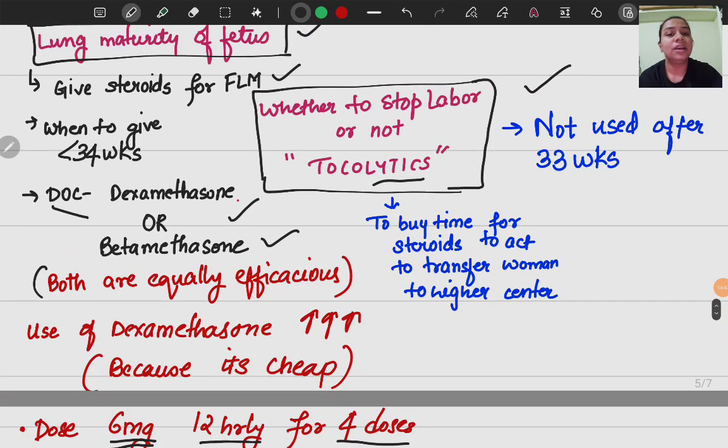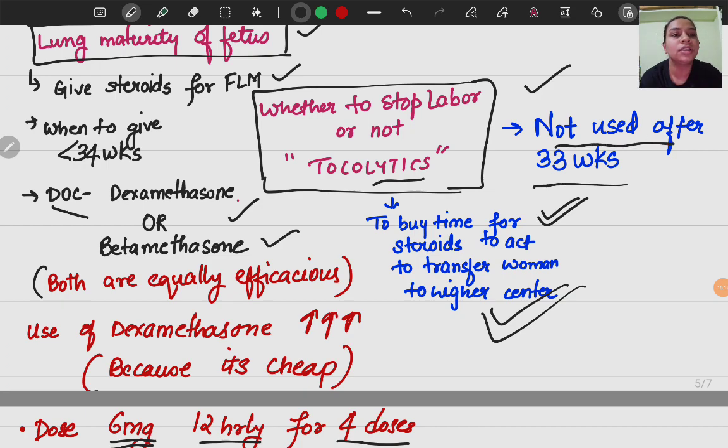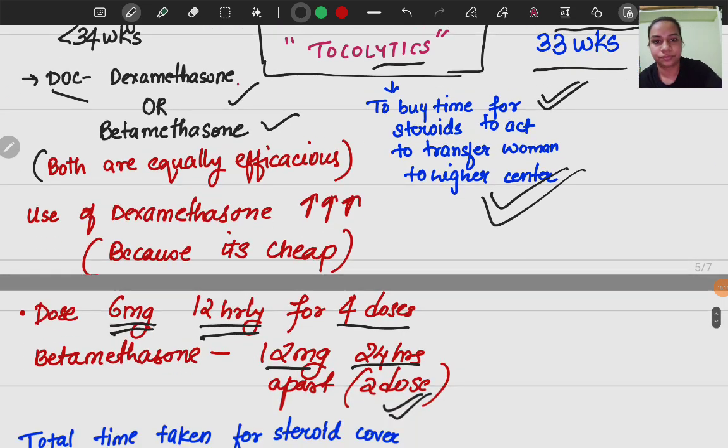Okay, so whether we are stopping labor or not, we are just giving tocolytics to the mother to buy the time for steroids to act. If the steroids are acting, your baby is safe inside the womb. So this time will save and you can transfer the mother to the higher center in that time. Only for that reason we are giving tocolytics, and it is not used after 33 weeks of gestation.